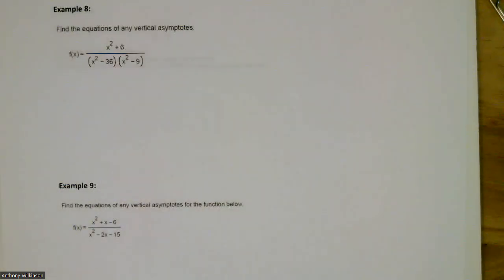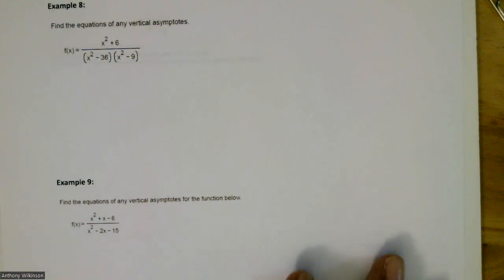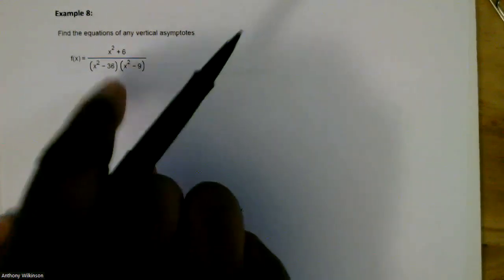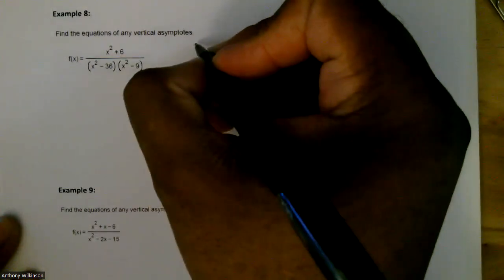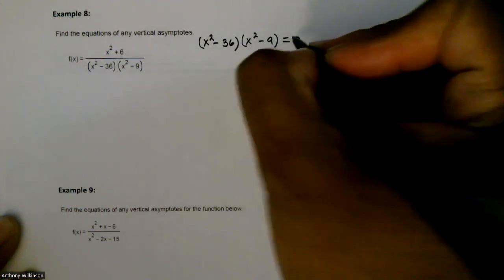All right, the next page deals with equations of any vertical asymptotes. In example 8, we got f of x equals x squared plus 6 divided by x squared minus 36 times x squared minus 9. And here we want to find the equations of the vertical asymptotes, if there is one. And in this case here, there are. Because if you look at your denominator, it's already factored out completely. So we take what's in that denominator, set it equal to 0. So we're going to set x squared minus 36 times x squared minus 9 equal to 0.